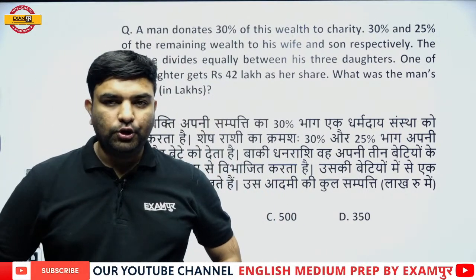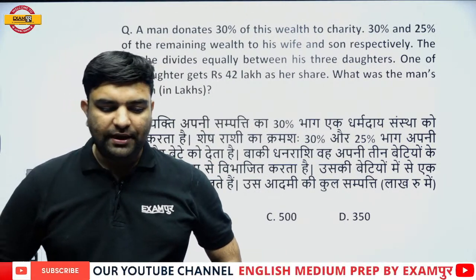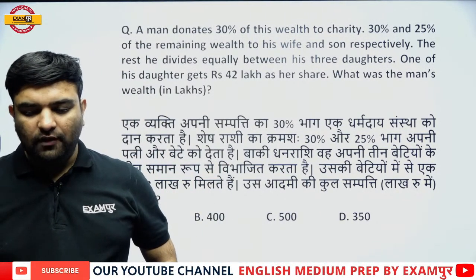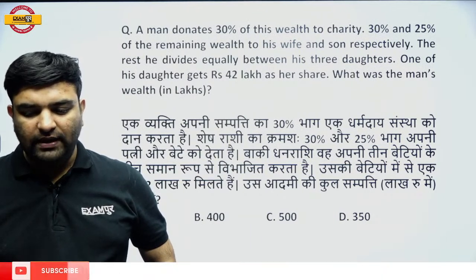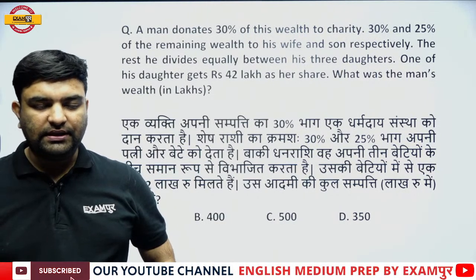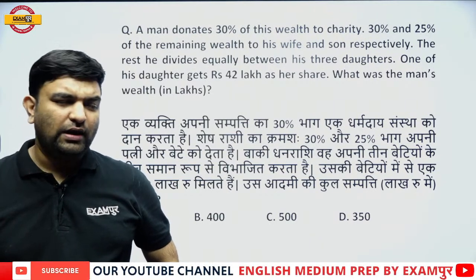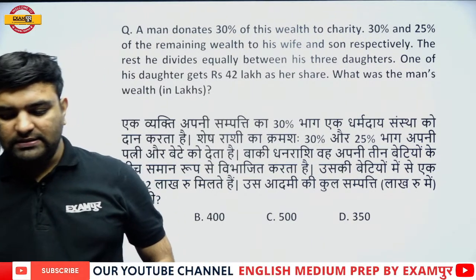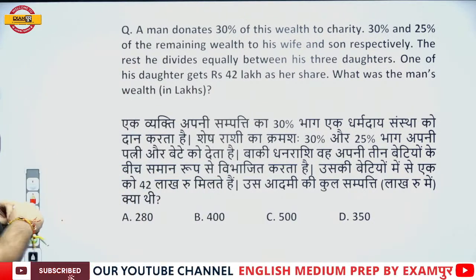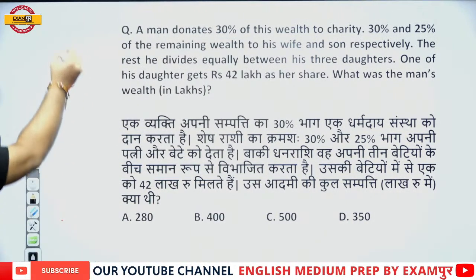A man donates 30% of his wealth to charity, and 30% and 25% of the remaining wealth to his wife and son. The rest he divides equally among his 3 daughters. One of the daughters got 42 lakh rupees as her share. What was the total wealth of the man? Let the wealth of the man be 100.